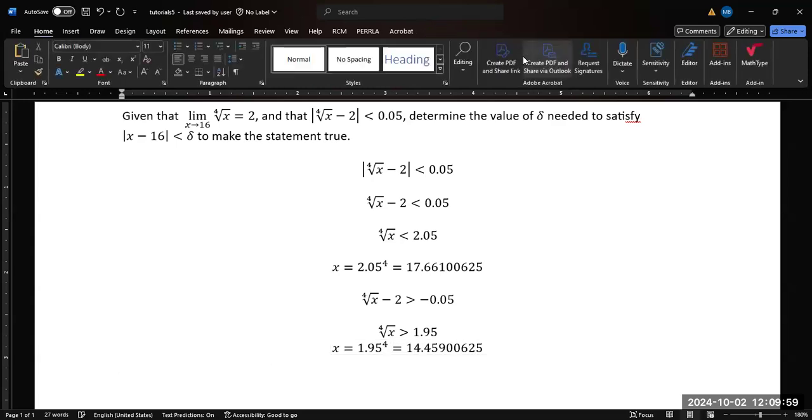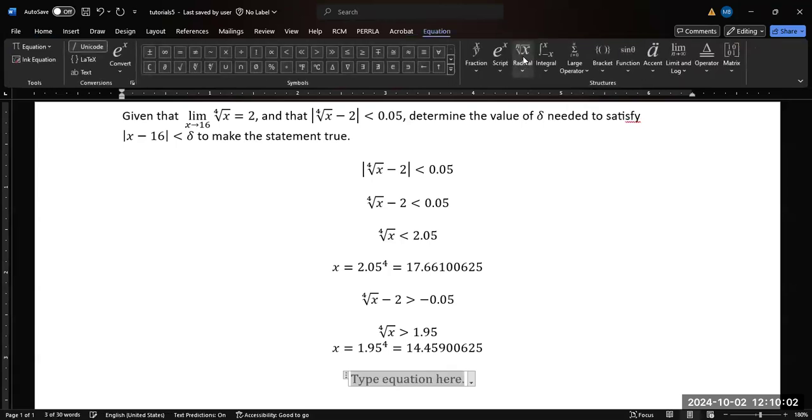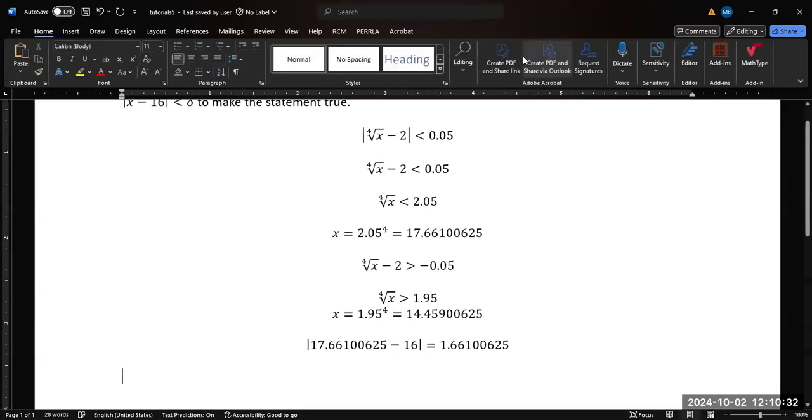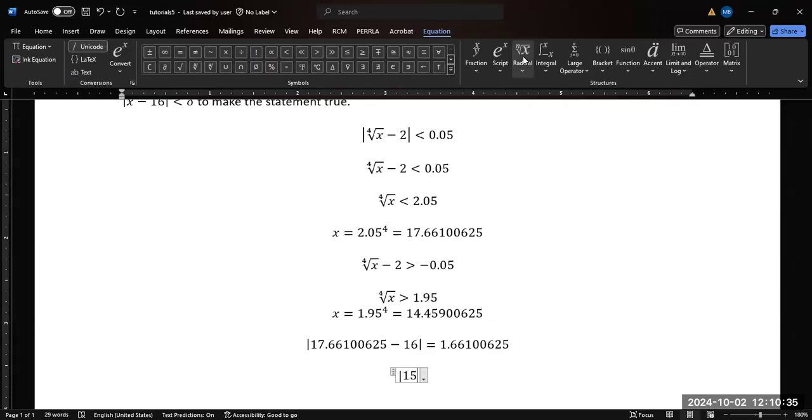14.459000625. Now, to find the value of delta, we are going to have to calculate the difference between 16 and these values. So the absolute value of 17.661000625 minus 16 is going to be 1.661000625. And then in the other case, 14.459000625 minus 16. That was a 14, not a 15.